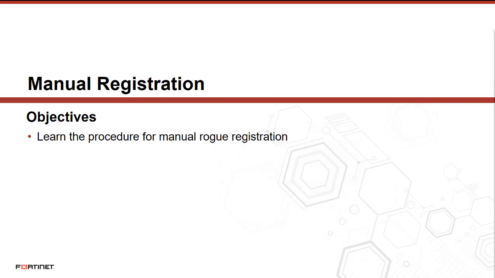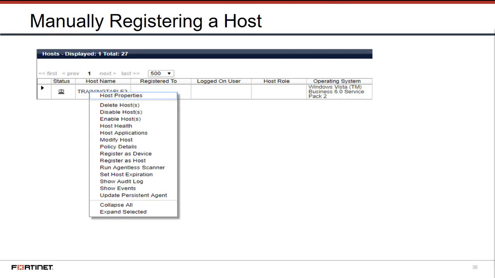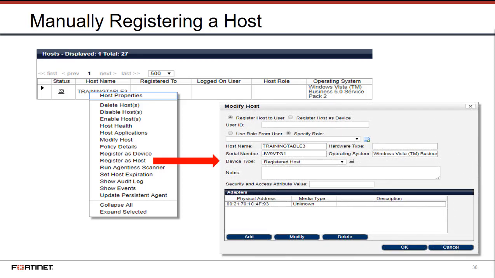Another option for identifying and classifying is to do it manually. So it's very simple to go in as an administrator or as an administrative user, given the appropriate rights through their admin profile, to go in and manually register hosts that are seen on the network. So all you would do is find the host in the host view. You would right-click on the host, and then you can select to register as device or register as host.